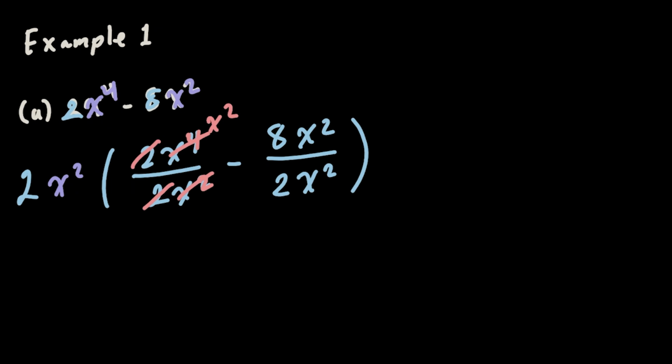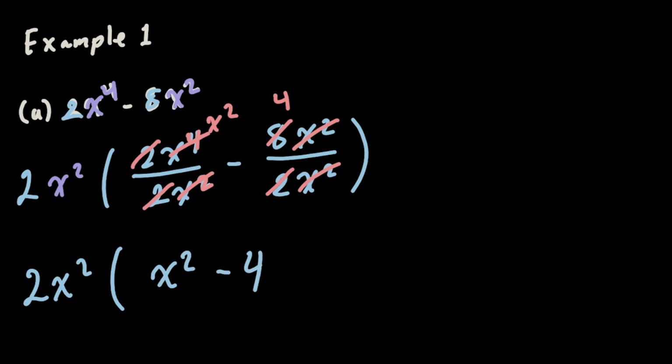Let's see the next fraction. Here we will simplify the 8 with the 2. 8 divided by 2 is nothing but 4, and this x to the power 2 will be cancelled. So the final result would be 2x to the power 2 multiplied by x to the power 2 minus 4.